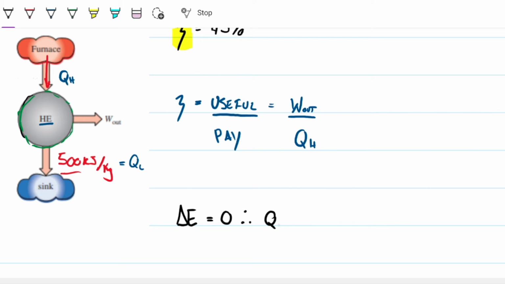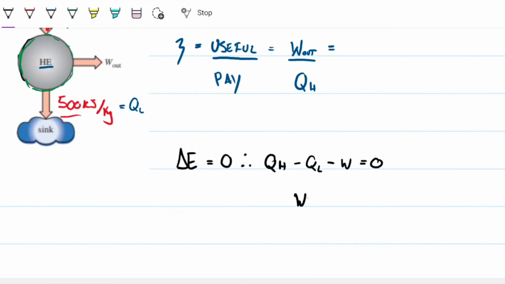Well, Q hot is going in, and then what's going out? Q low is going out, and work is going out, and that has to be equal to 0. Okay, so if we apply that to this idea of efficiency here, we can substitute where we have work by the relationship from the first law, right? So work from this definition here is just my Q high minus my Q low. So I can do this.